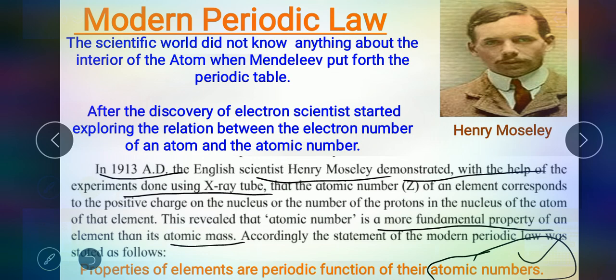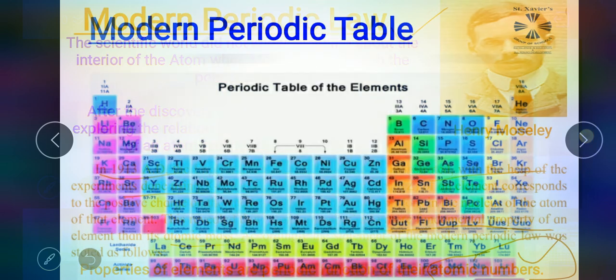Here, what did Henry Moseley do? He took the same table given by Mendeleev and made just one change. He replaced atomic mass by atomic number, students, and because of that Mendeleev's periodic table changed, and today we have the modern periodic table. So students, you will remember that the properties of elements are a periodic function of their atomic number according to the modern periodic law.